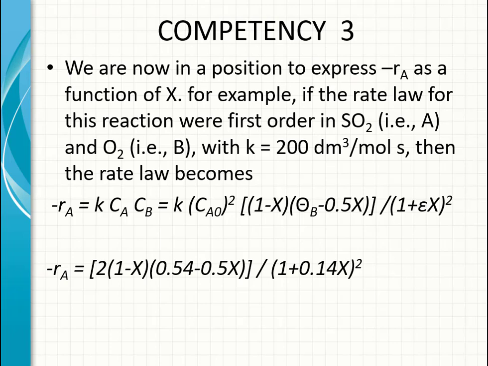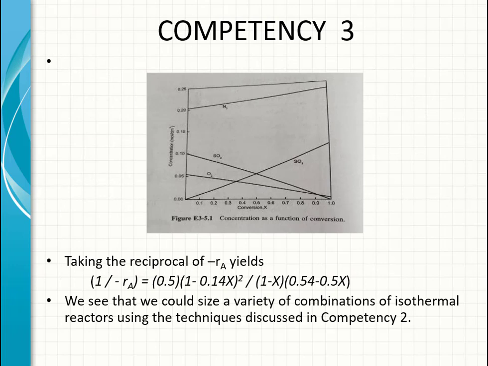So with these expressions for the rates as a function only of conversion, we obtain this table. So here we have 1 divided by minus rA plotted against conversion for nitrogen, SO2, SO3, and oxygen.